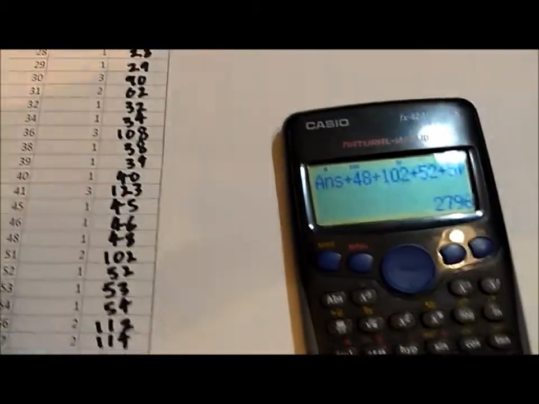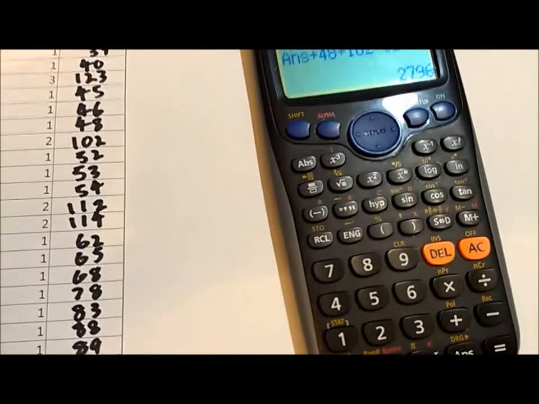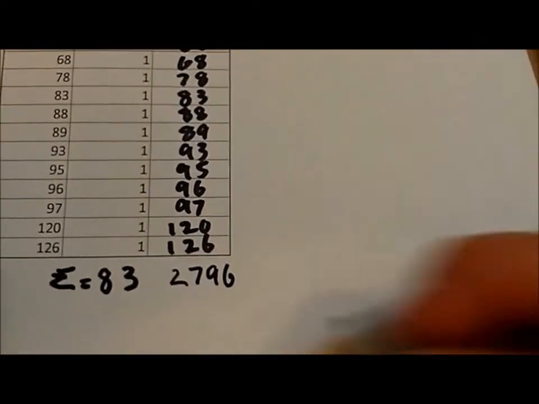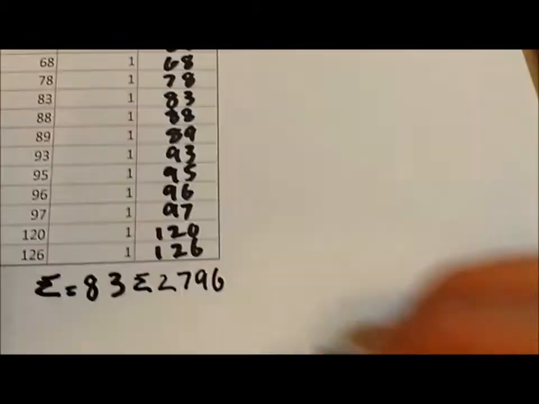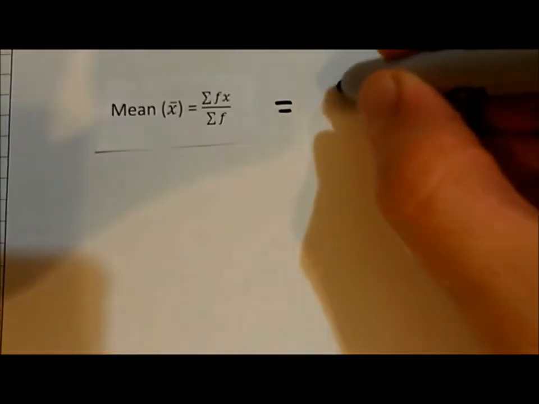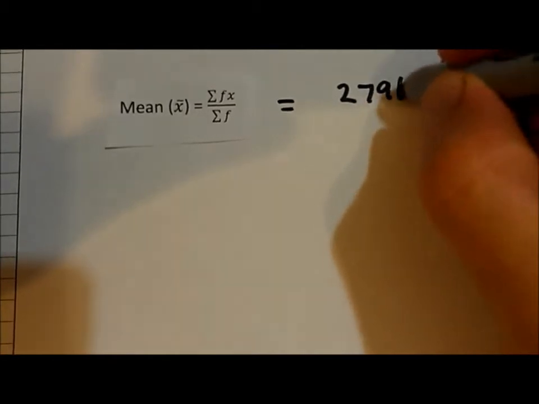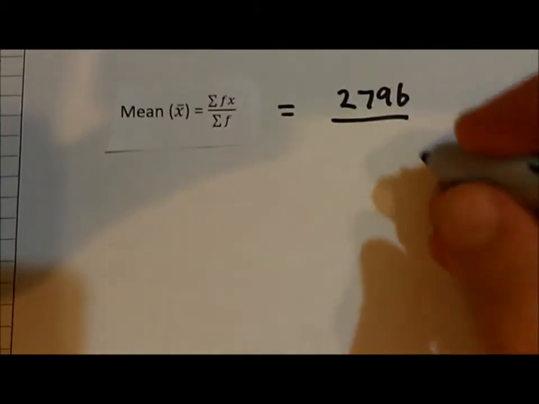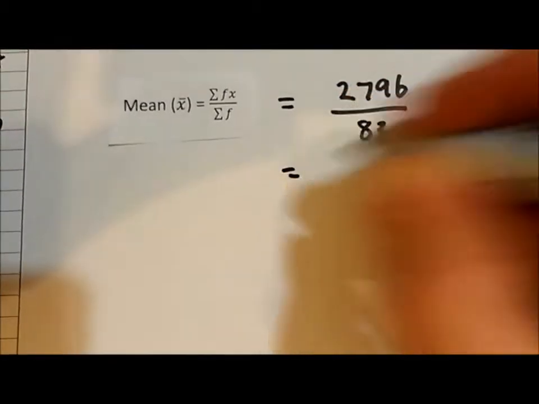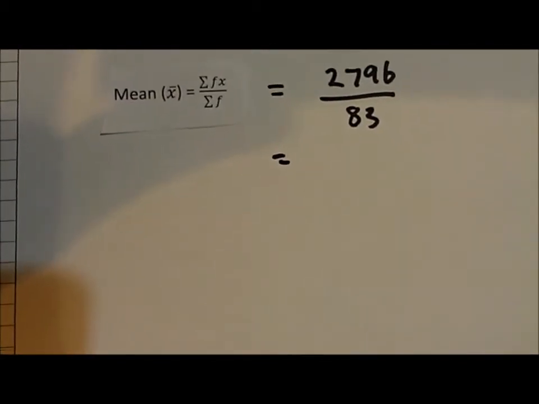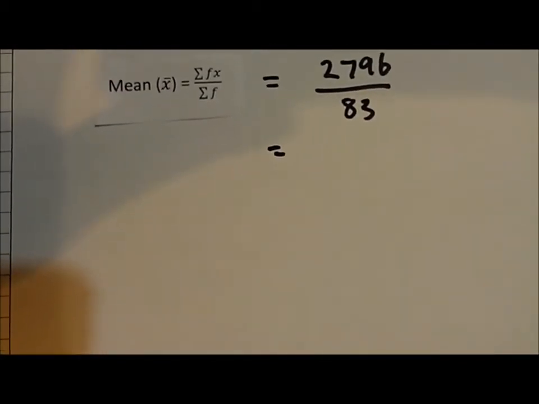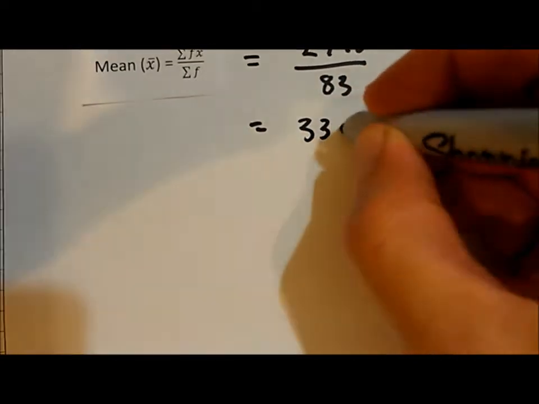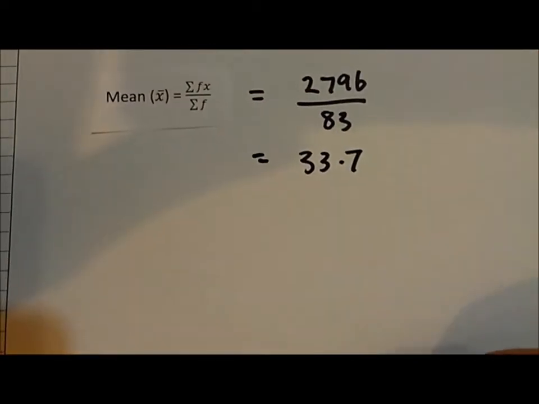I've just done that using my calculator, and I've got a total of 2,796 runs as the sum there that Watson scored. So going back to my formula, the mean is the sum of the frequency times score column, which was 2,796, and the sum of the frequency was 83. So if I divide those two, I'll find Watson's average, 33.7 to 1 decimal place.